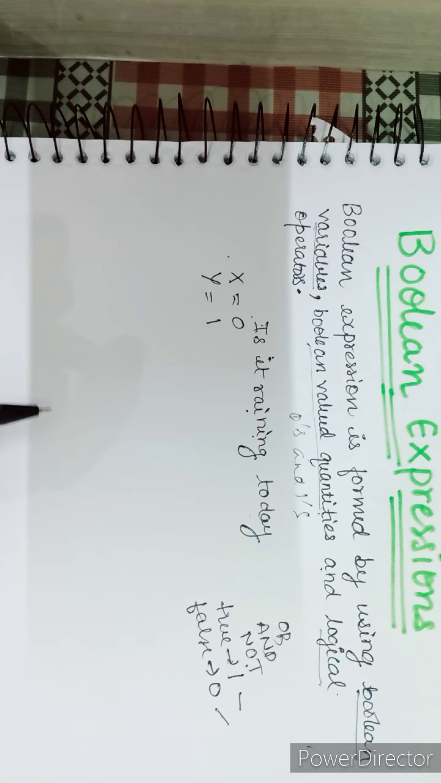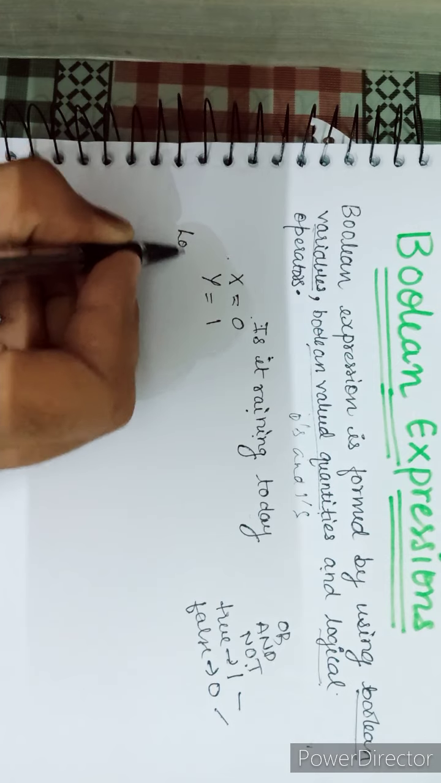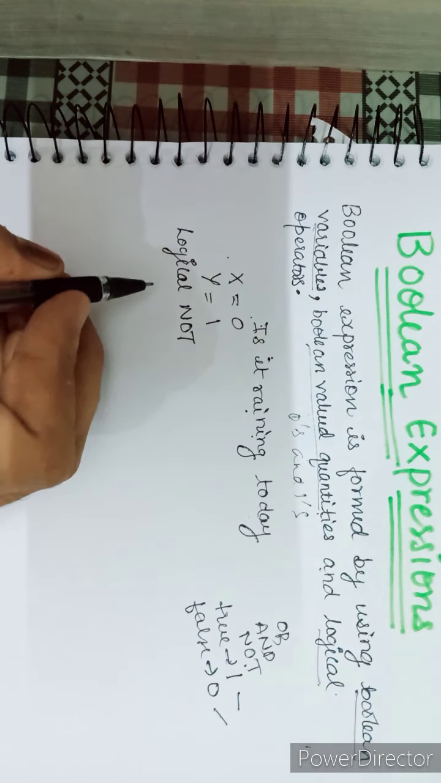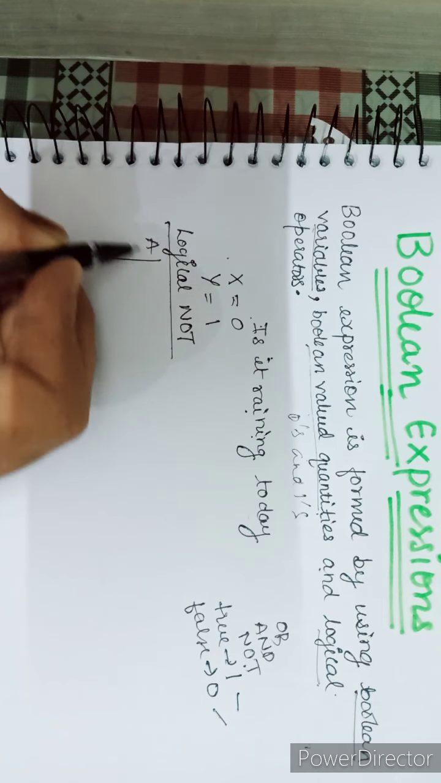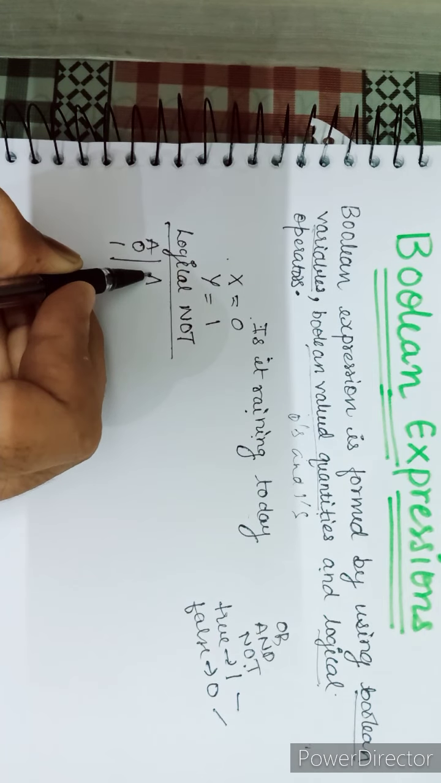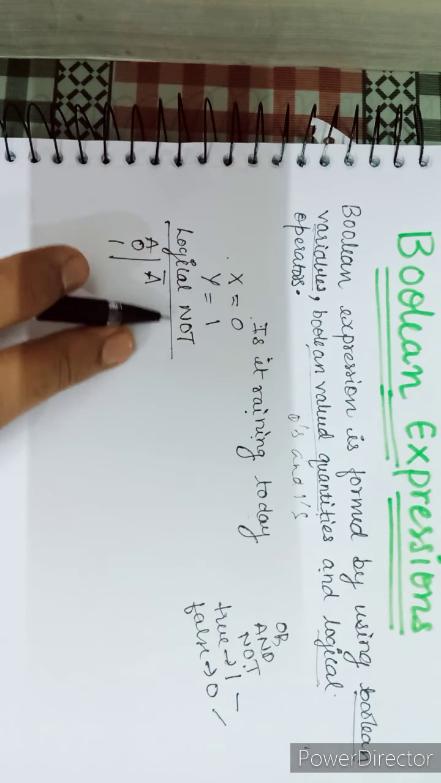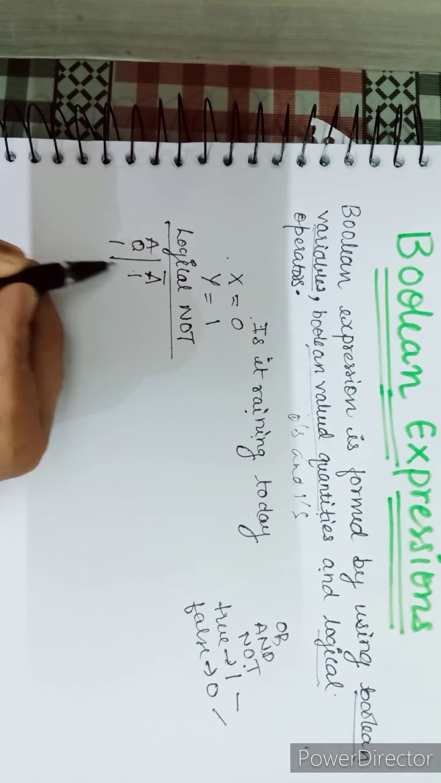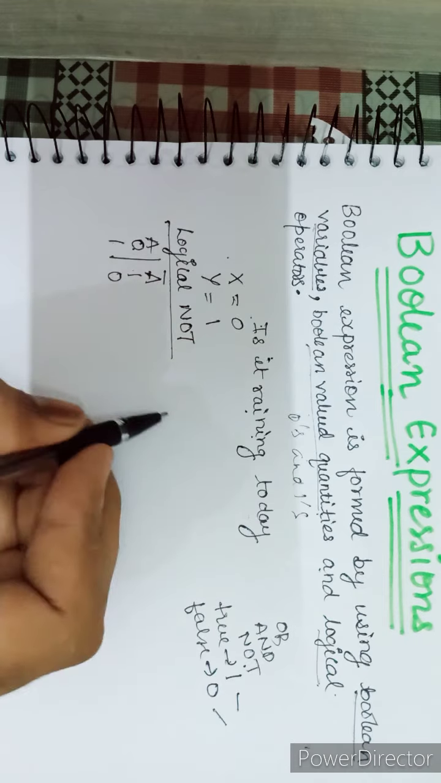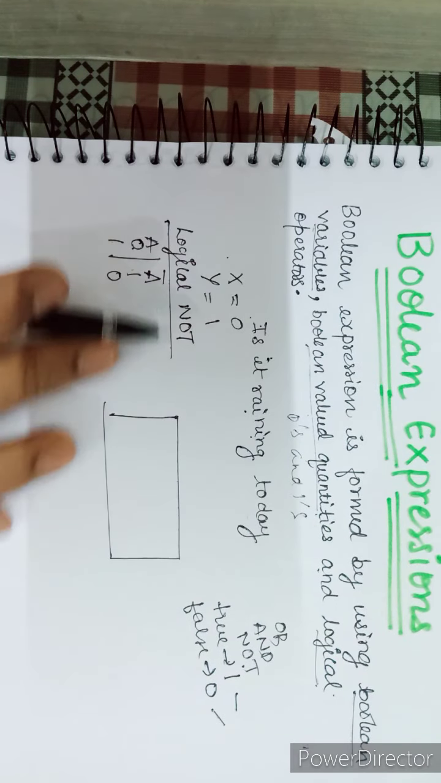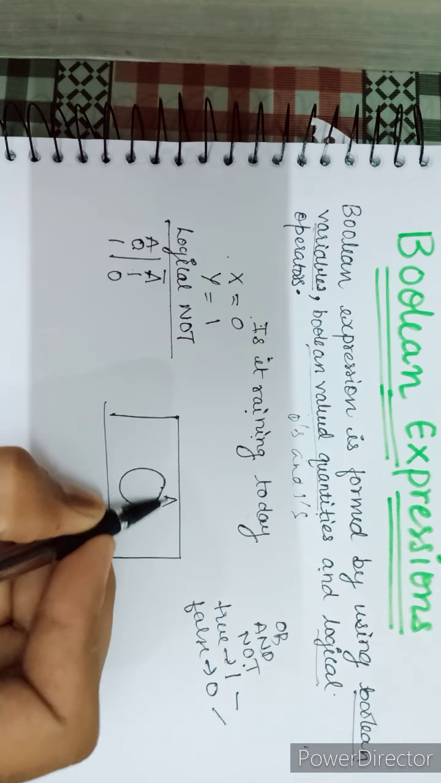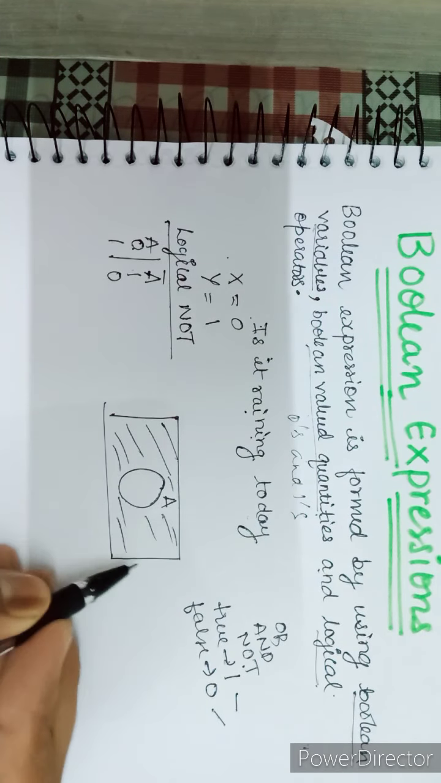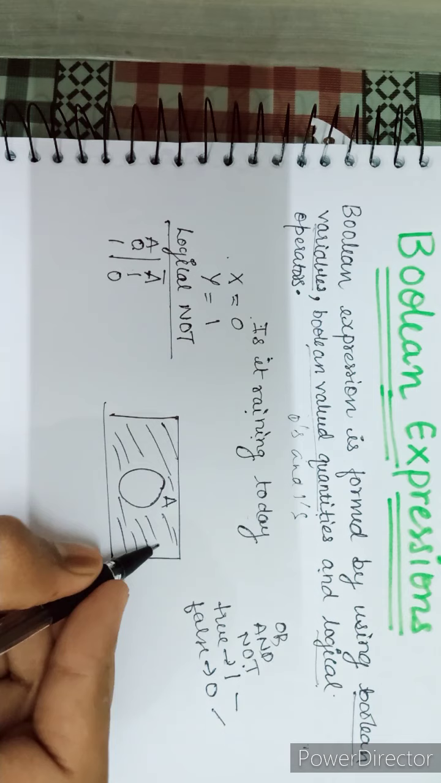First, the logical NOT operator. First, the truth table of logical NOT operator. For A with values 0 and 1, logical NOT is represented by a bar. Logical NOT is just the opposite: the opposite of 0 is 1, and the opposite of 1 is 0. The Venn diagram for logical NOT: for example, this is A, so logical NOT will represent this part, excluding A. This is A not.